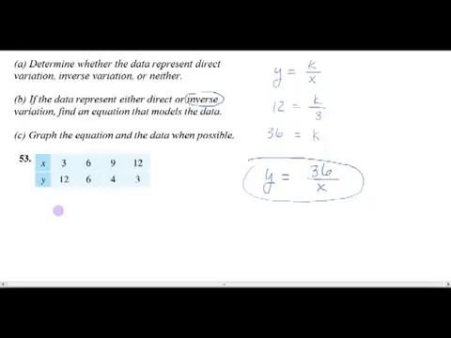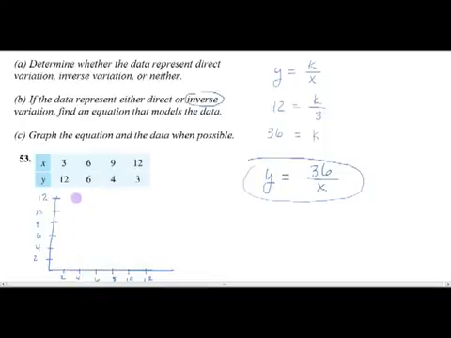Let's go ahead and graph this data. Again, let's go by 2's on the y-axis. Indicate that by labeling. And let's go by 2's on the x-axis this time. So we have a 2, 4, 6, 8, 10, 12. When we graph this, you might be surprised at what happens.